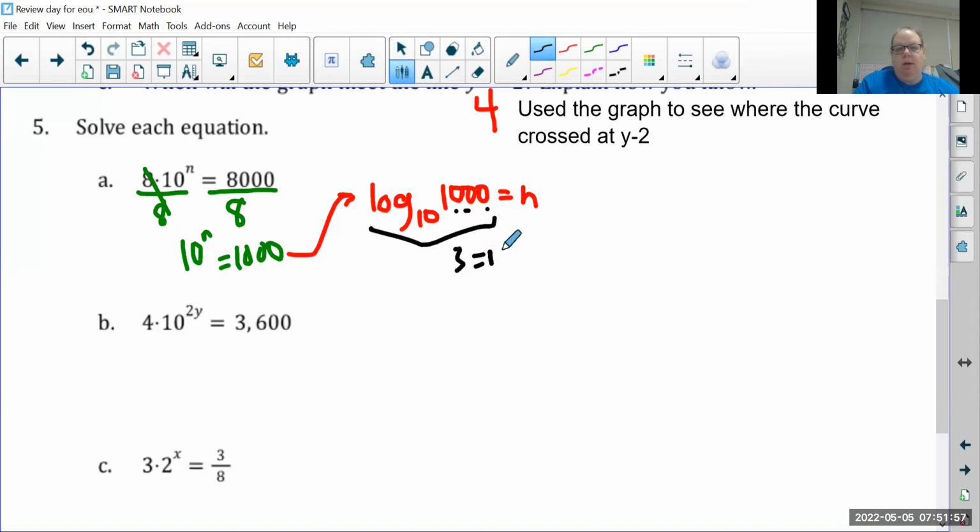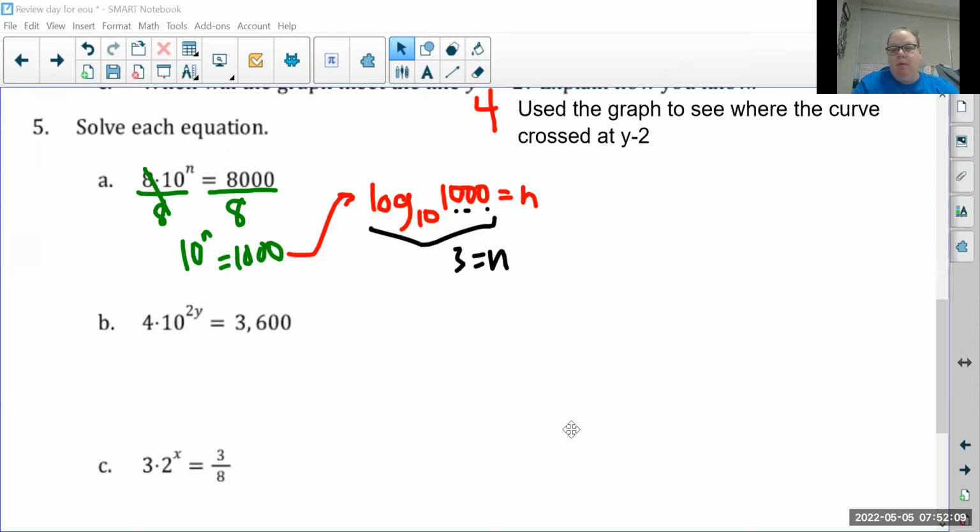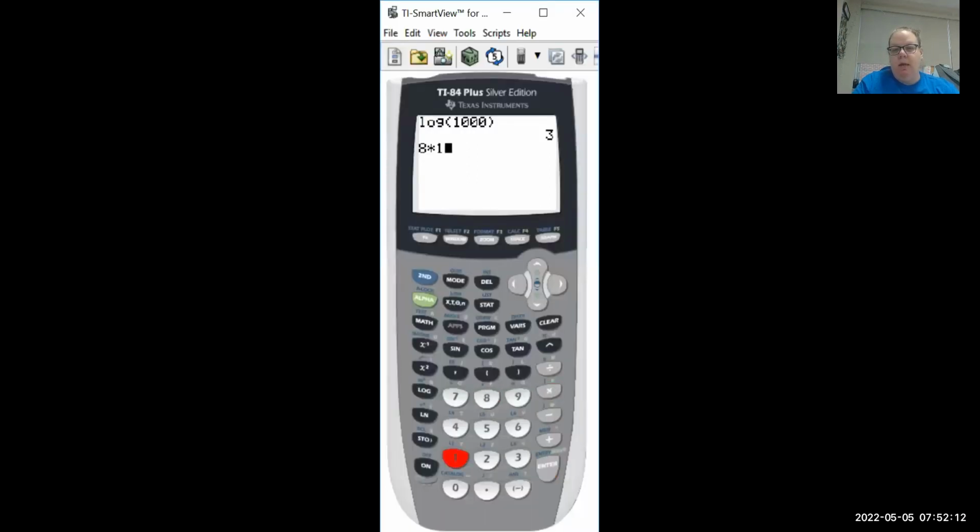So n equals 3. And then remember, you can always check your answer by plugging the 3 back in here and putting it in the calculator. So if I put the whole problem in the calculator, I should get 8,000. The problem was 8 times 10 to the n, and we're saying n is 3. If this is right, I should get 8,000, and it is. All right, so let's do the next one.